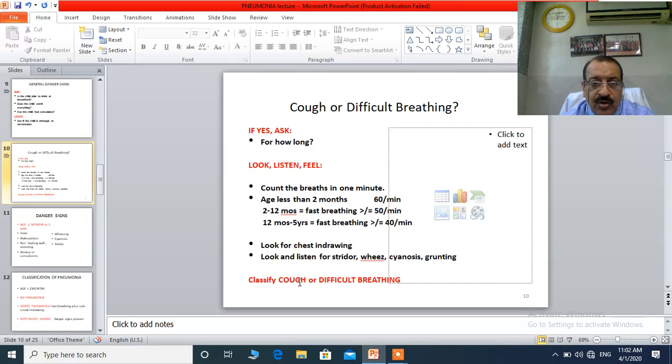If the child is having cough, we will ask for how long the child is coughing, and then we will look, listen, and feel certain things. The most important thing we must look at is the respiratory rate of the child. So that is the most important thing, followed by chest indrawing and certain danger signs.